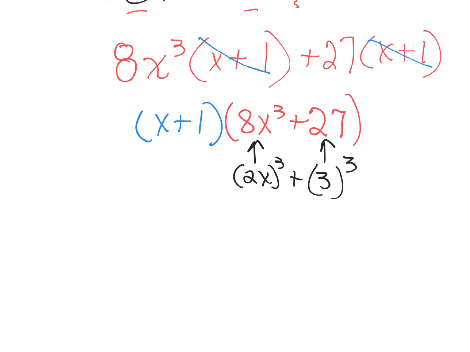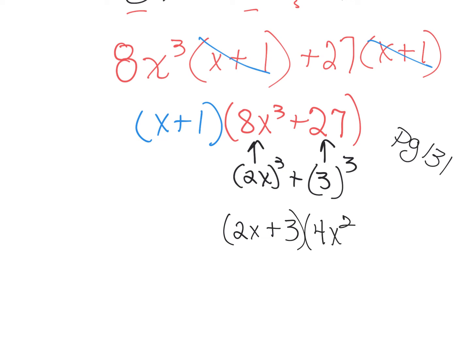Okay, so here we go. Do you remember the sum of cubes? Page 131 is where you find the secret sauce. So it's the cube root, copy the sign, cube root, square it. You need a negative, multiply them, and square it. Don't forget this guy. He's along for the ride.